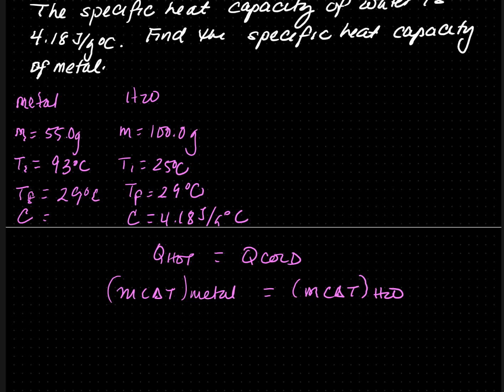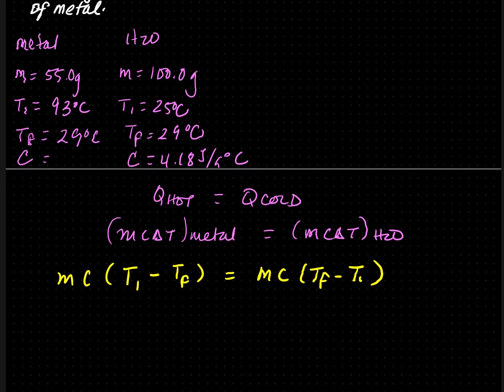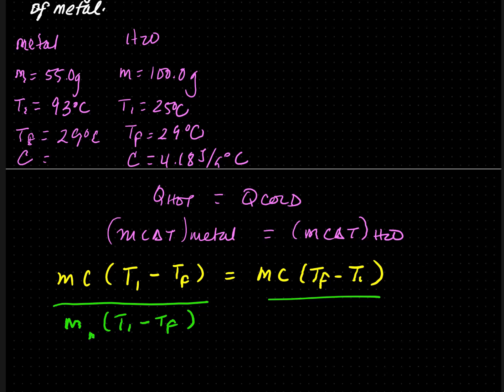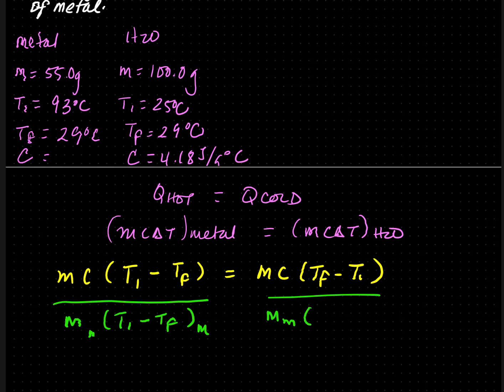So I'm going to expand my temperature. So if I expand my temperature, mc, that's going to be T initial, because the metal is hot, and we have to distribute the negative sign, minus T final, while the cold stays at mc T final minus T initial. If you decide to isolate the variables, then I need to divide both sides by M of the metal and by T initial minus T final of the metal. This is going to be metal, metal, metal.